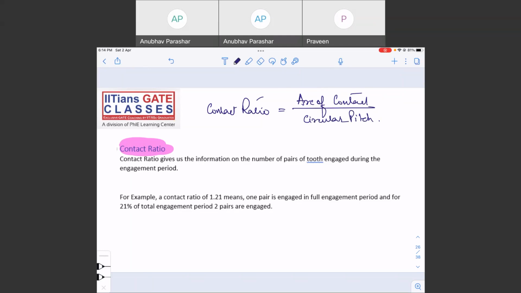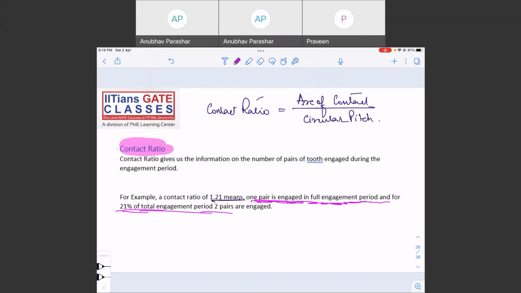Suppose you have a contact ratio of 1.12. So what does it mean? It means that during the mating of the gears, at least one pair of the teeth is engaged full time. One pair is engaged for the full engagement period, and for 12% of the time, two pairs of teeth are engaged. It is not necessary that only one pair of teeth remains in contact at a time.